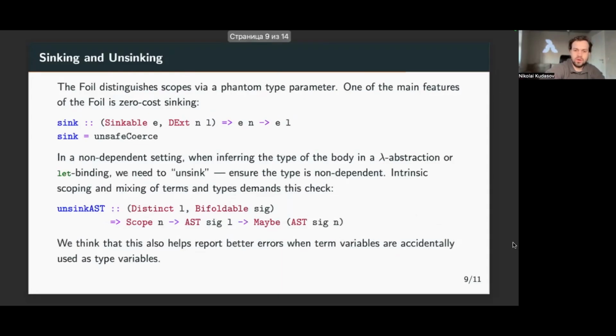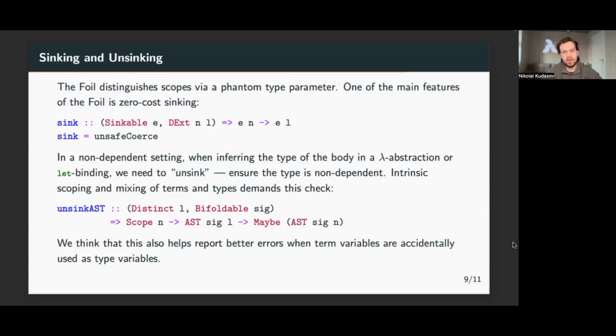Now, the foil distinguishes scopes of terms via a phantom type parameter. And one of the main features of the foil is zero-cost sinking. It is always safe to coerce a term into a scope that is larger. However, this is of course not true in the other direction, right? When exiting a local scope, if we want to coerce to a smaller scope, we have to make sure that our term does not have these extra variables, does not make use of them.